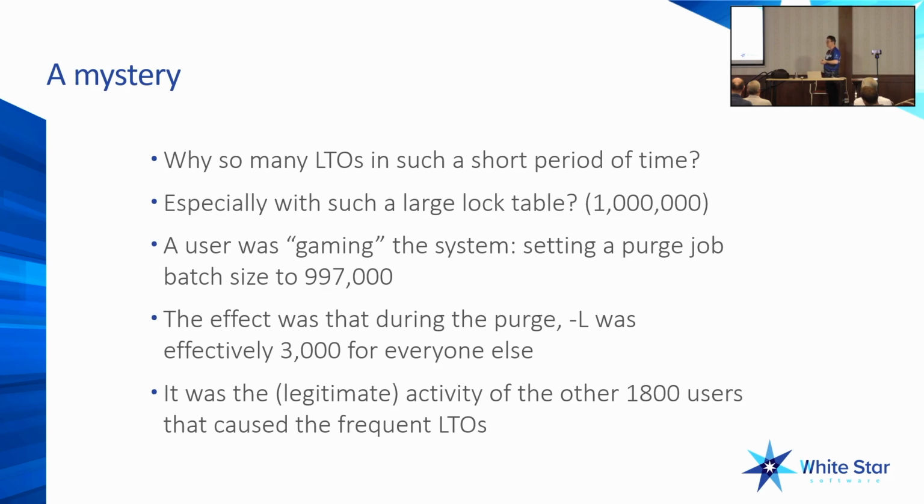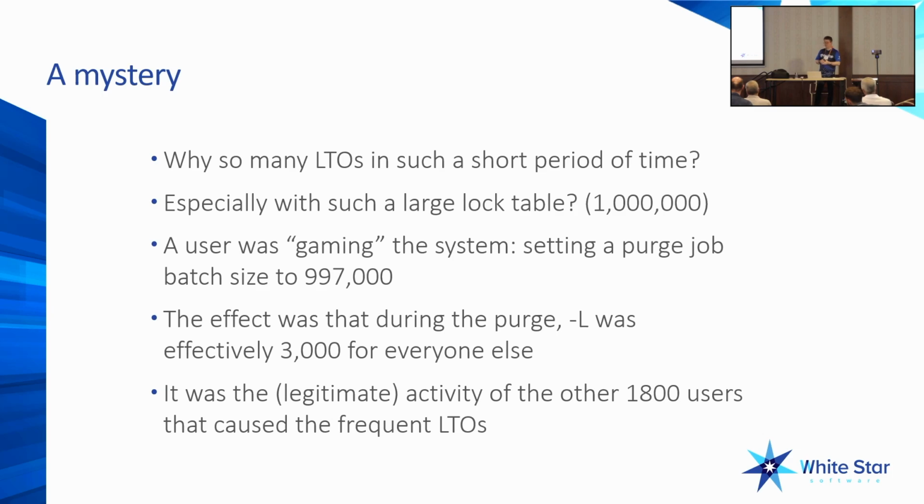So the net effect of this is that for the other 1,799 users, they basically have a big L of 3,000, which is not a good combination. So the legitimate activity from their other well-tuned code that the other users were running was causing it. They only have this much lock table left, and it's just boom, boom, boom, boom, boom, overflow after overflow, because those 1,800 users were using up the other 3,000 locks quite frequently.